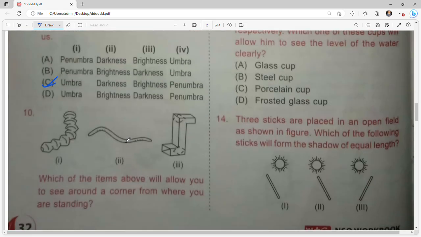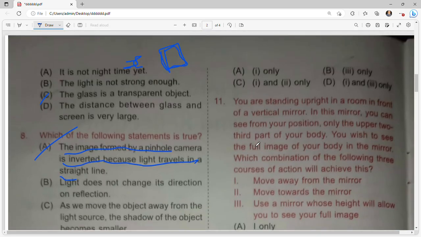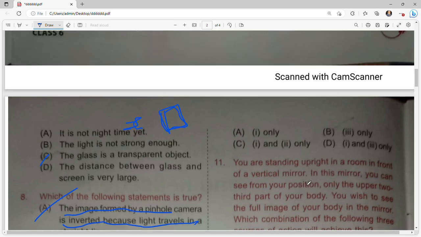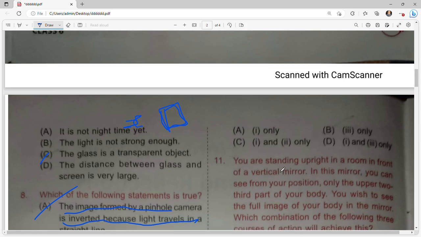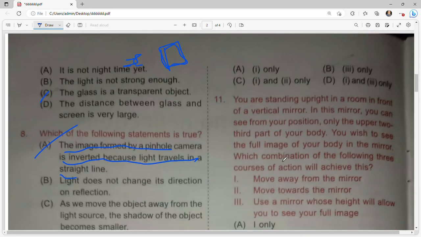Next question, question number 10 is which of the items above will allow you to see around a corner from where you are standing? So the correct answer for your question number, let's see the options. 1 only, 3 only, 1 and 2 only and 1 and 3 only. Correct answer for your question number 10 is option B, which is 3 only.